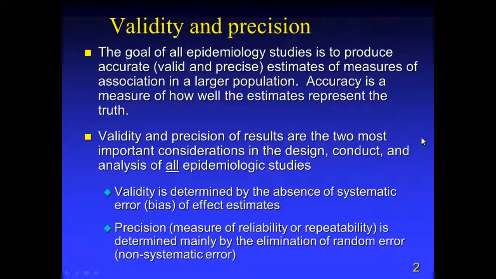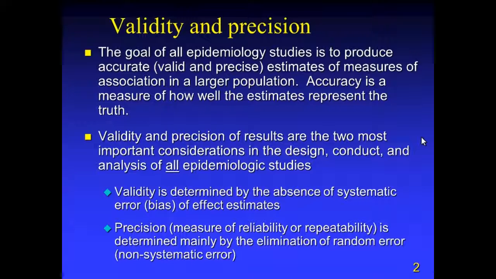So let's start by talking about validity and precision. But just to say that there's a word, accuracy, which sums up validity and precision. We try in our epidemiology studies to produce results that are as accurate as possible, and accurate in terms of representing the measure in the broader population. And accuracy really has two components: validity and precision.